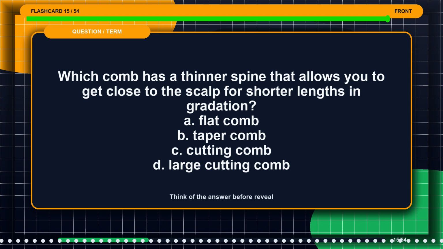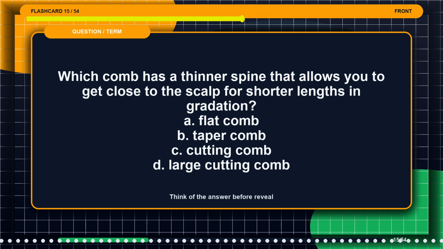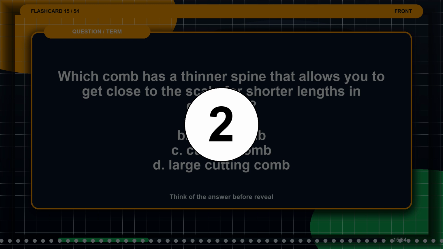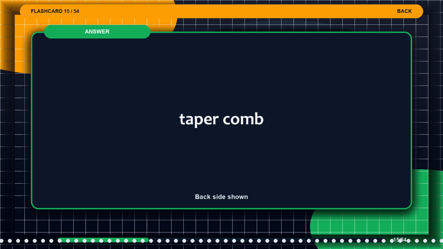Flashcard 15. Which comb has a thinner spine that allows you to get close to the scalp for shorter lengths in gradation? A. Flat comb, B. Taper comb, C. Cutting comb, D. Large cutting comb. Pause and think of the answer before the reveal. The answer is taper comb.